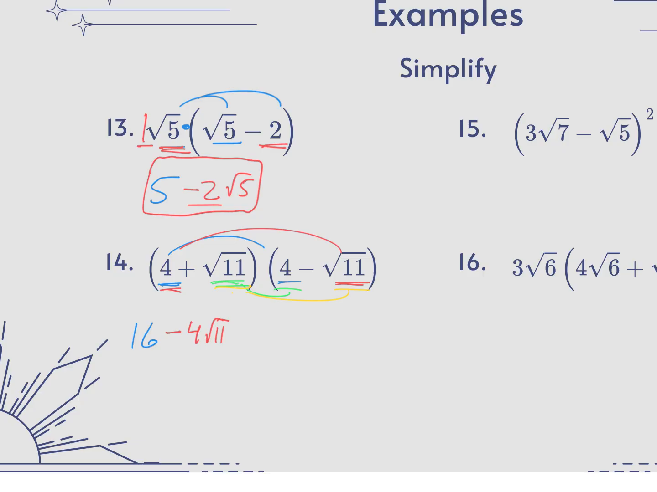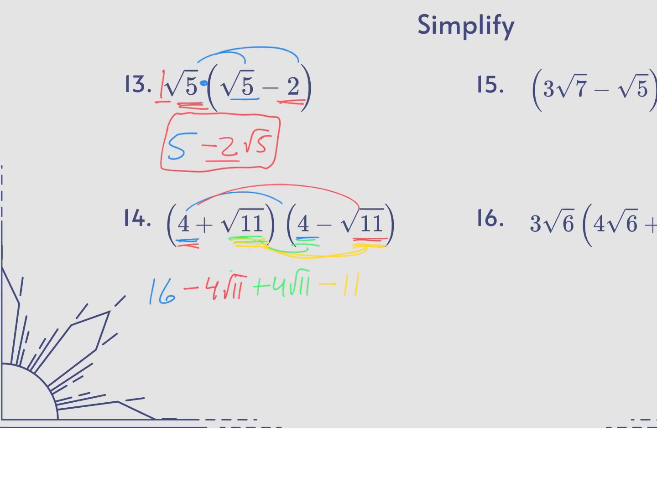And then inner times the inner is going to be square root of 11 times positive 4, which is 4 square root of 11. Again, I can't do a whole number with a radical, so you just leave it like that. And then square root of 11 times square root of 11, last times last, is going to be minus, because positive times negative. And again, exact same radicand, so it's just going to be 11, a whole number 11.